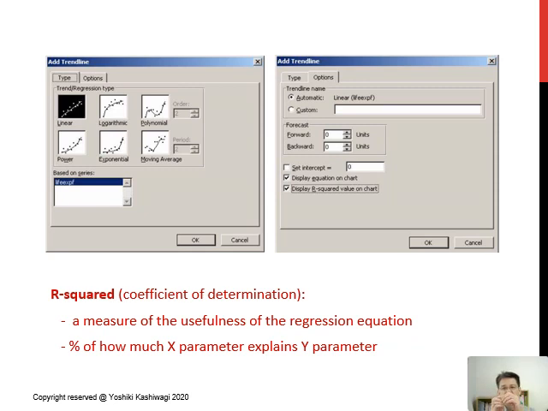If the data is getting scattered, with a larger gap from the straight line, in that case you have a lower value of R-squared. Or you can take this R-squared index like this: it means the percentage of how much the X parameter explains the Y parameter. You understand what it means if you look at an example.